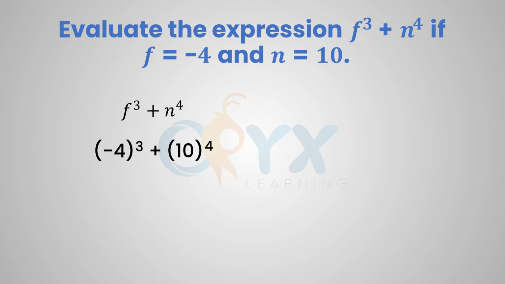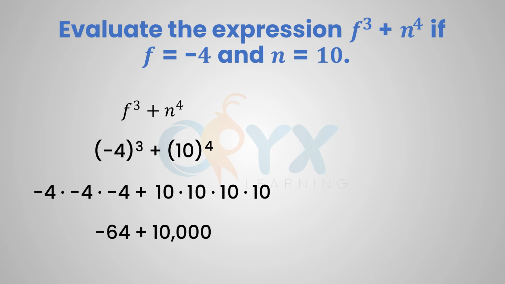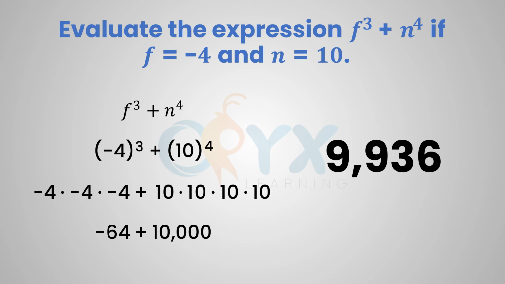Well, we know that negative 4 to the third is the base of negative 4 being used 3 times, so negative 4 times negative 4 times negative 4. 10 to the fourth is the base of 10 being used 4 times, 10 times 10 times 10 times 10. If I multiply the like bases together, negative 4 times negative 4 times negative 4 is negative 64. 10 times 10 times 10 times 10 is 10,000. And then negative 64 plus 10,000 would give me a total of 9,936.